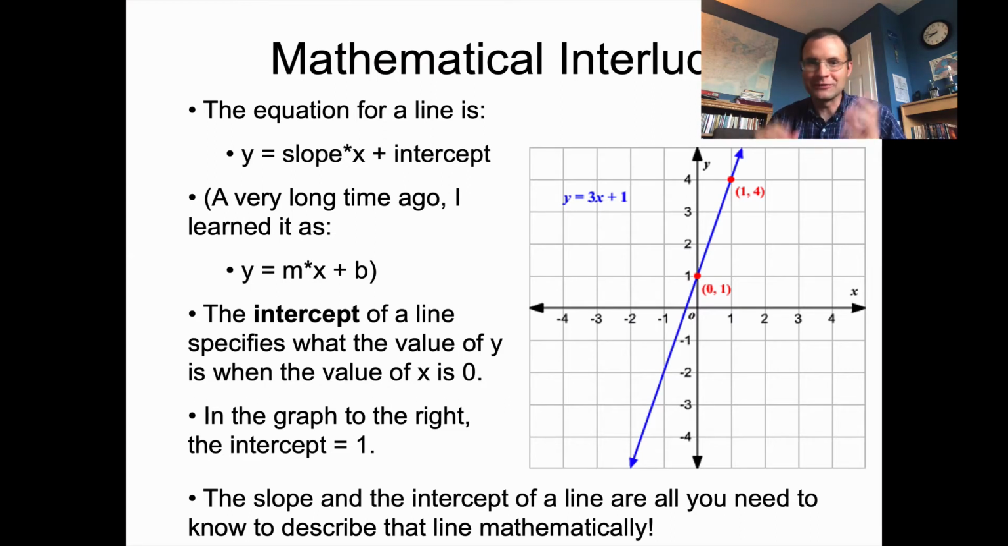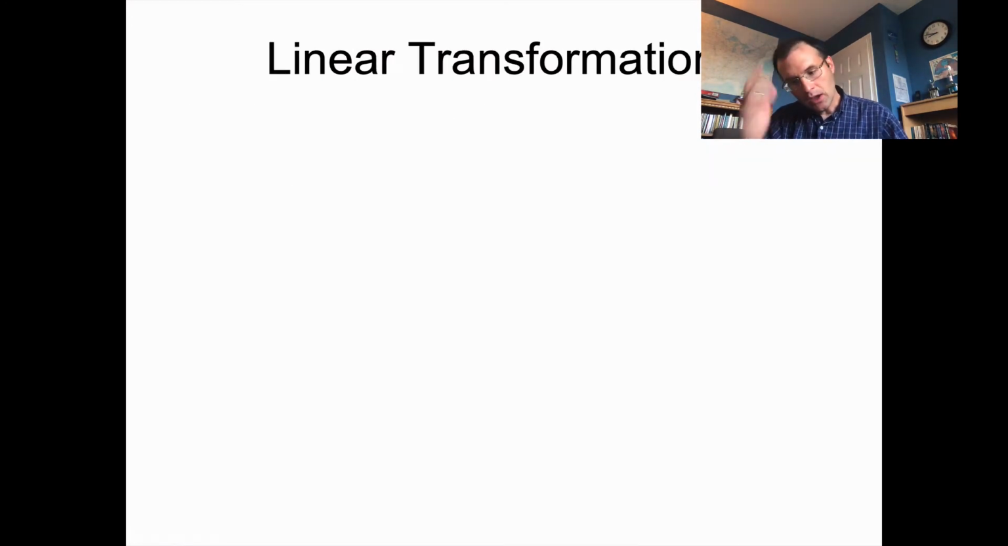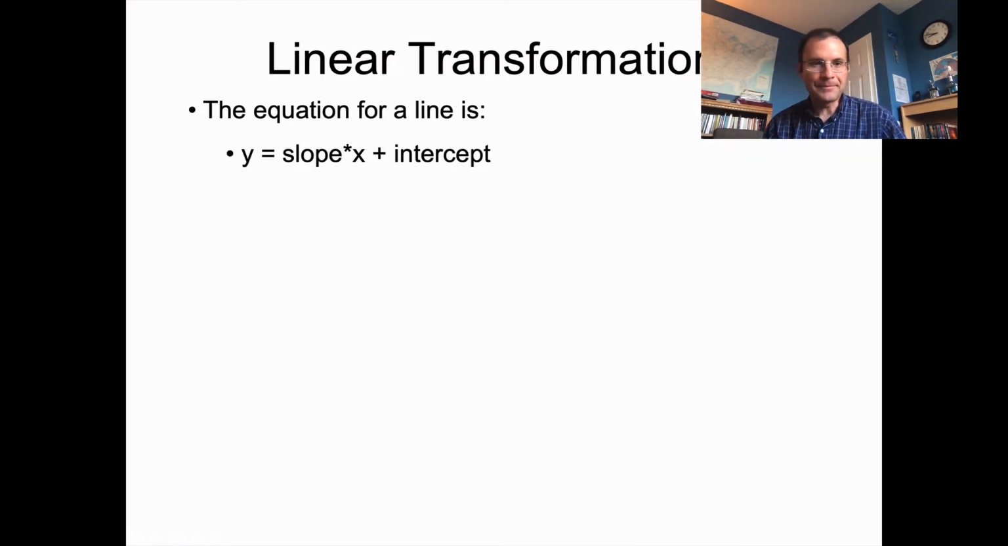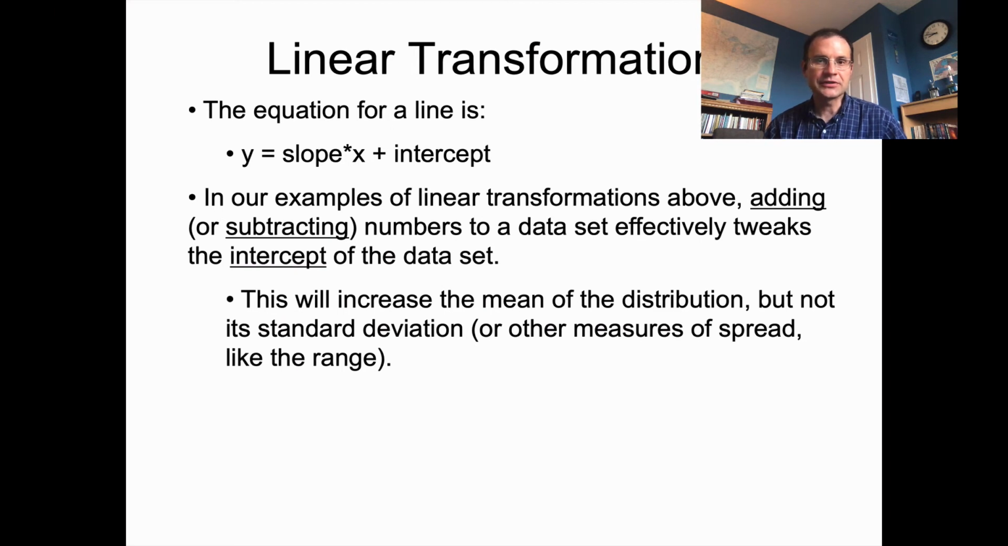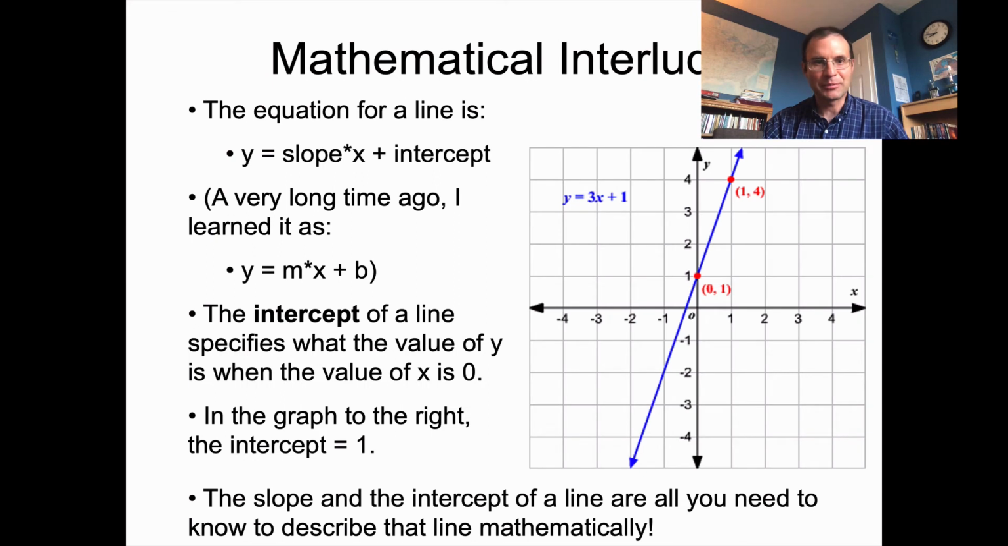There are just two crucial variables that get involved, and you know how to draw a line or understand the linear relationship between two variables. Okay, so like I said, these are examples of linear transformations, and I'm going to walk you through the summary again. When we added or potentially subtracted numbers to a data set, that will tweak the intercept of the data set alone. So that's, again, our two operations: adding and multiplication.